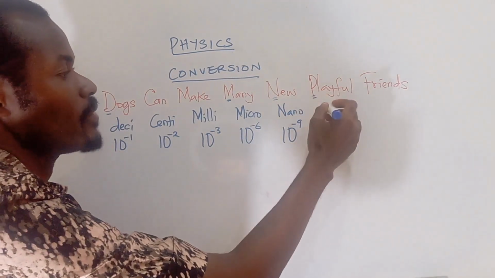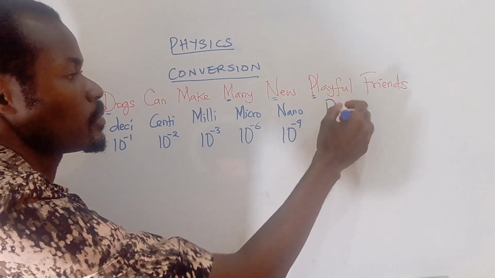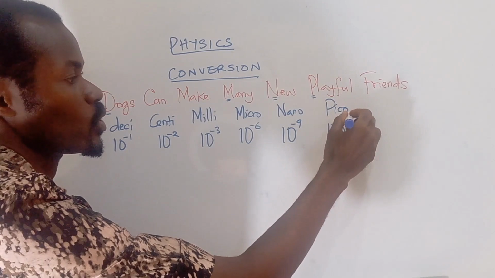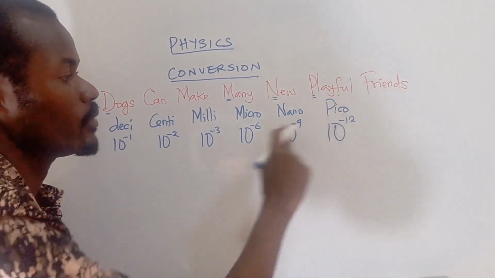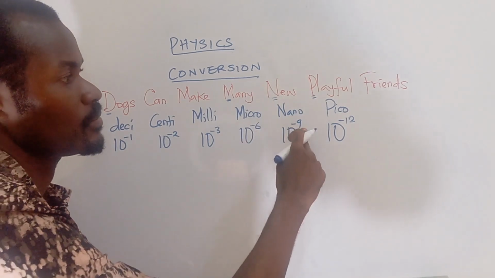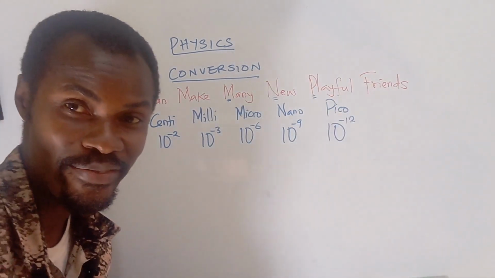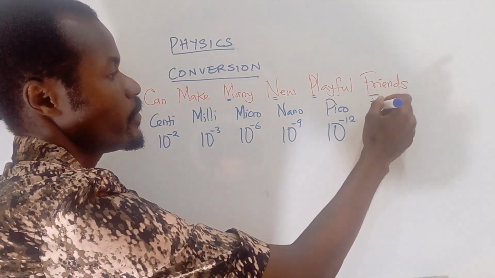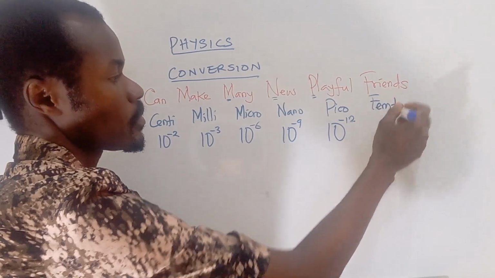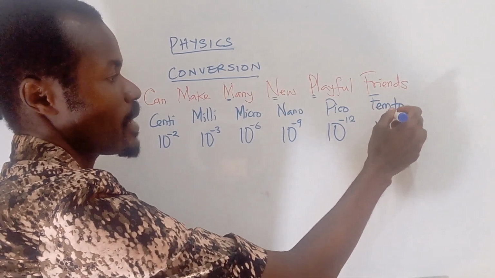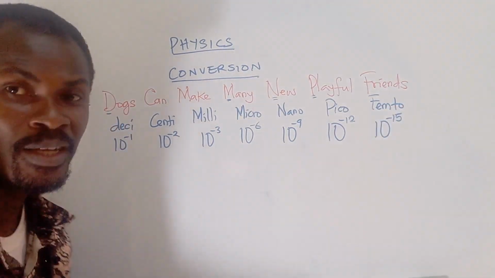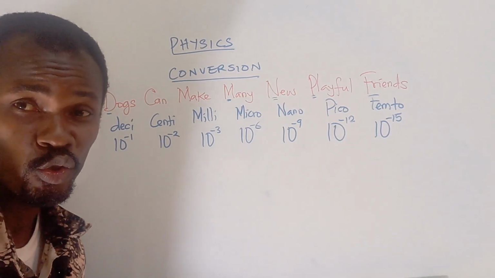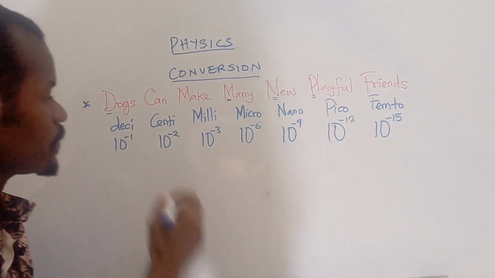All right, so P we had is for pico, which we are still moving by 3, so we have minus what? 12. 9 plus 3 is 12. 6 plus 3 is 9. And lastly, we have F, for friend, which is what? For what? Femto, which we have as 10 raised to the power of minus what? 15. All right, so having gotten our secret, now let's quickly run through some simple calculation problems.